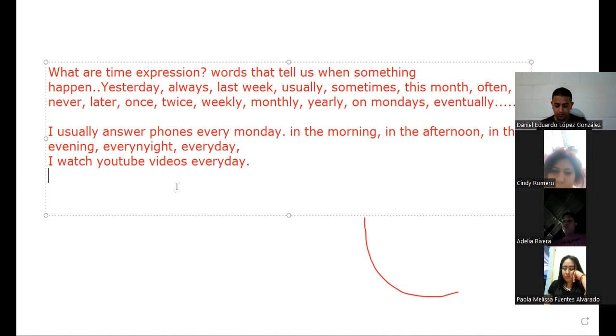¿Estamos bien hasta ahí? Time expression. Diga así, time expression. 5 sentences. Ahora no es solamente el simple present. Ahora le estamos adhiriendo al simple present, le estamos adhiriendo time expressions. ¿Sí? So, entonces 5 oraciones con las time expressions. Es el ejemplo que les puse, I watch YouTube videos every day. Y eso sería un ejemplo, ¿verdad?